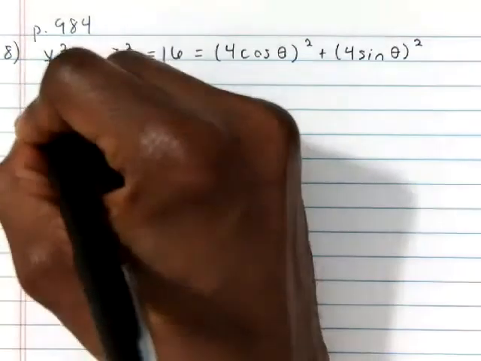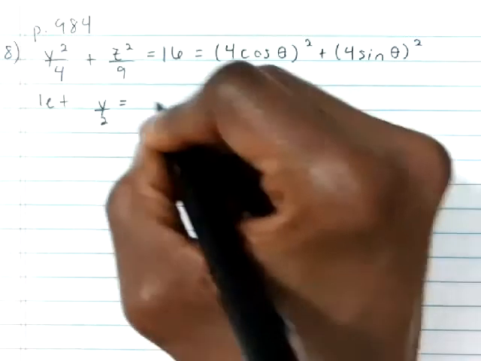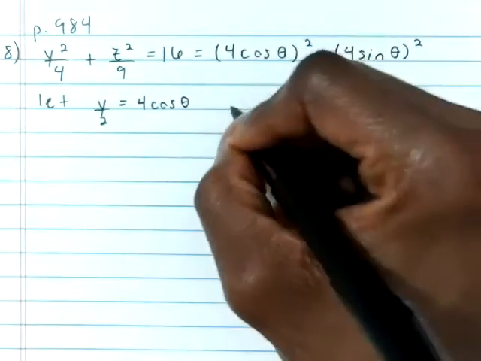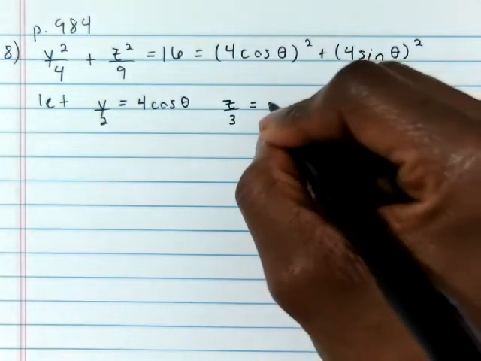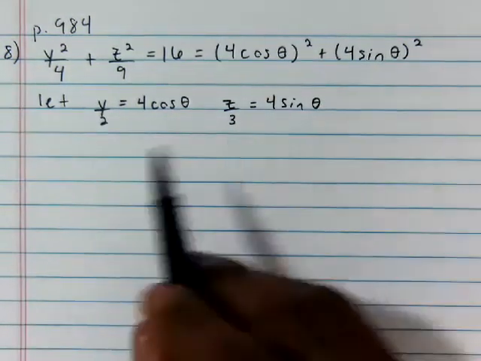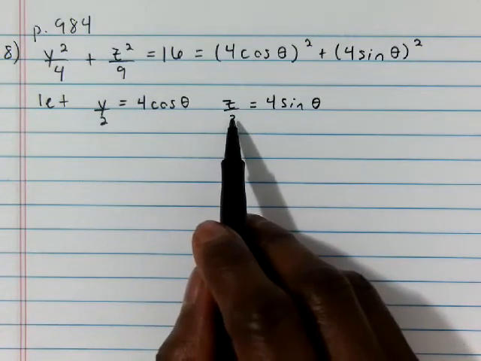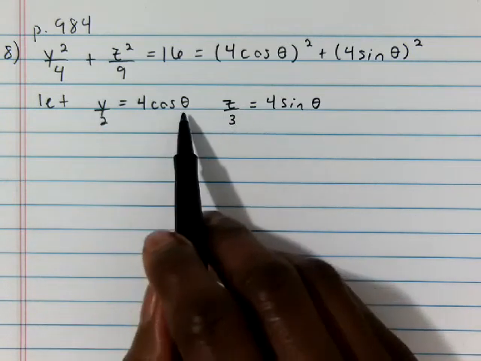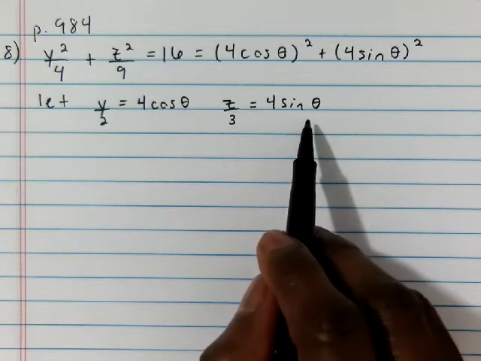So we're going to let y over 2 be equal to 4 cosine theta, and z over 3 be equal to 4 sine theta. All right, so we can now quickly see what y and z are going to be equal to. The only thing we're missing is x. But notice, when I solve this for y and I solve this for z, we'll only have one parameter, theta, in there. So x, we need to talk about what x does.